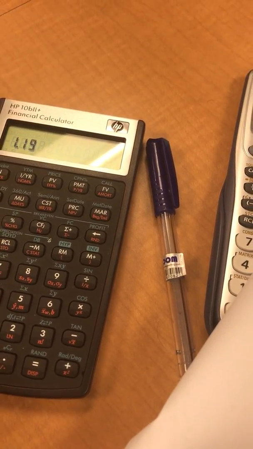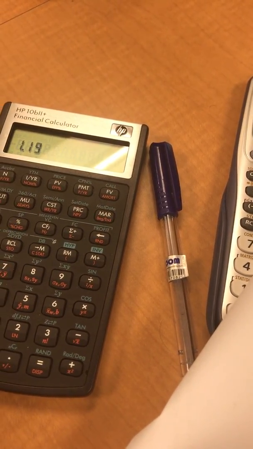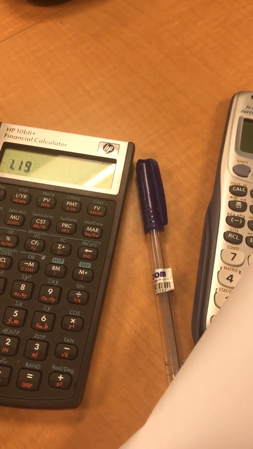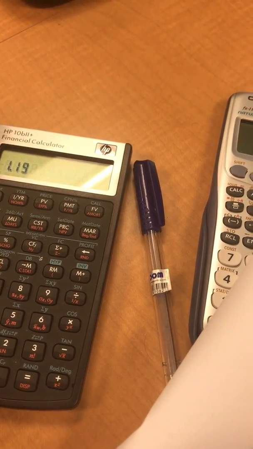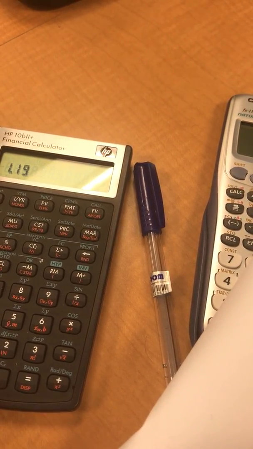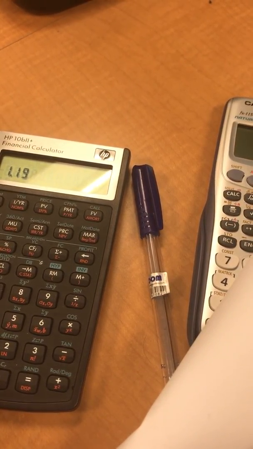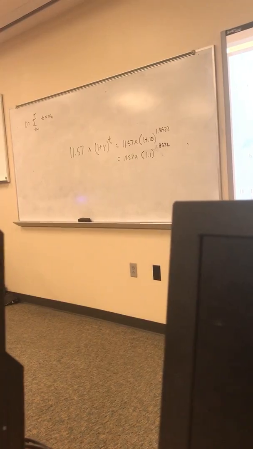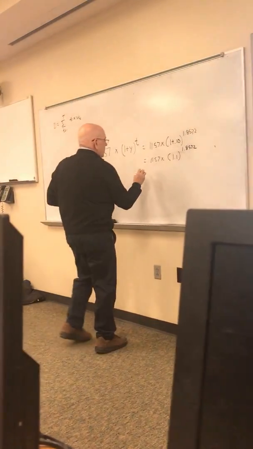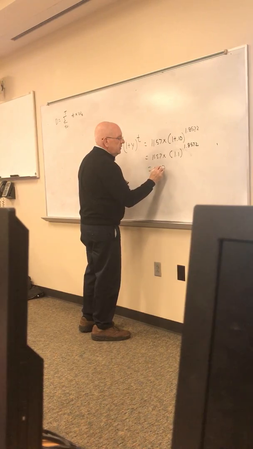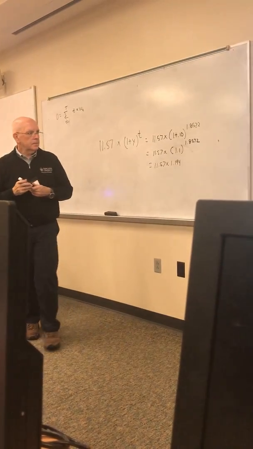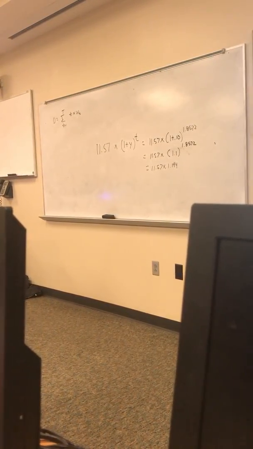1.1, shift, 1.8572, equals, and it should say 1.194. I'll go around and help anybody that needs it. 1.194. It'll say 11.57 times 1.19. Everybody getting that?